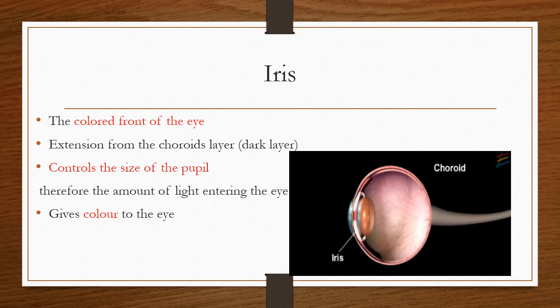Iris, the colored front of the eye. It's the extension from the choroid layer. Next to the ciliary body is the iris, and in white, you can see over here the iris. It controls the size of the pupil. Therefore, it controls the amount of light entering the eye. The pupil gets dilated in dim light and it gets constricted in bright light. The iris also gives color to the eye.